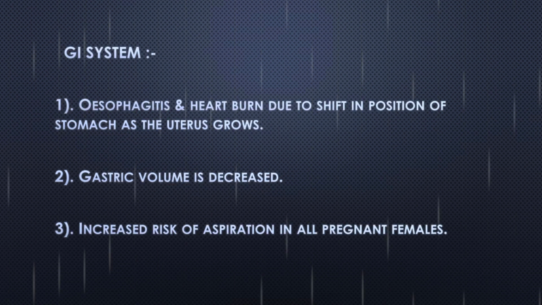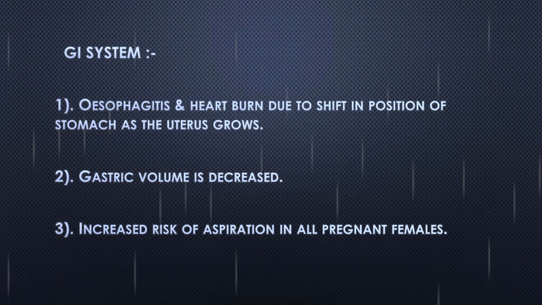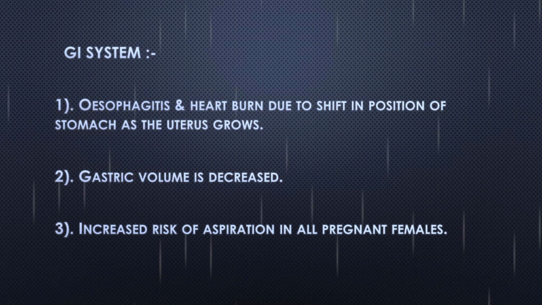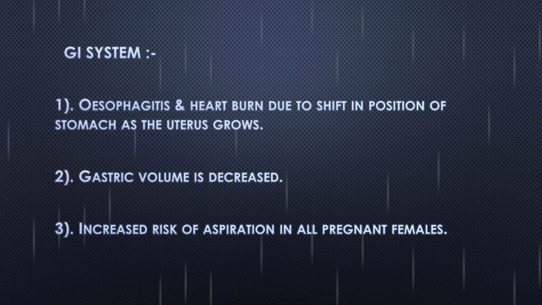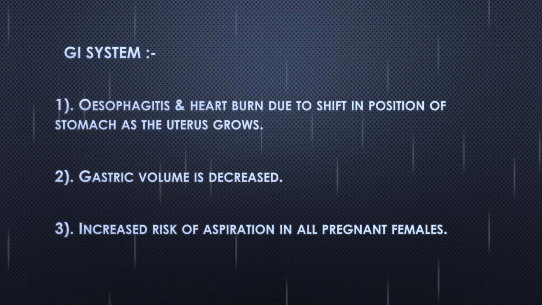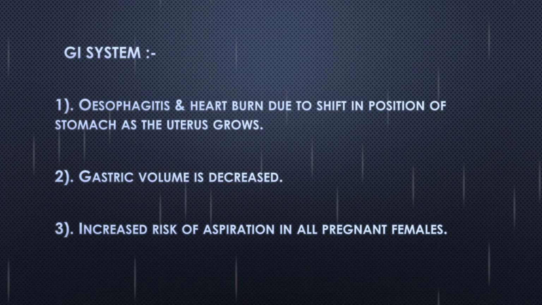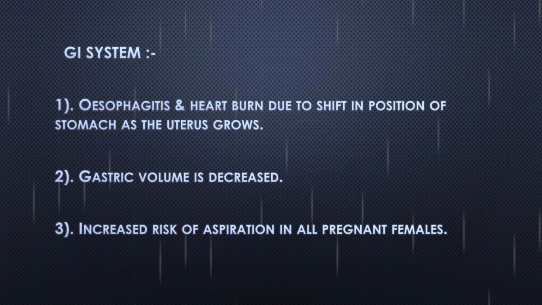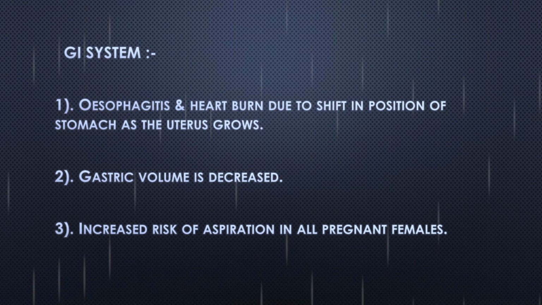Then moving to the GI system. The first point over here, esophagitis and heartburn due to the shift in position of the stomach as the uterus grows. Then the gastric volume is decreased, and there is an increased risk of aspiration in all pregnant females. I hope it is clear to you.